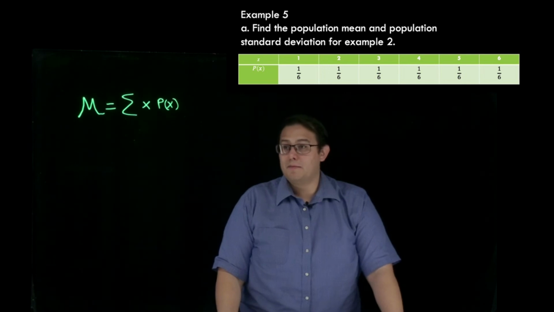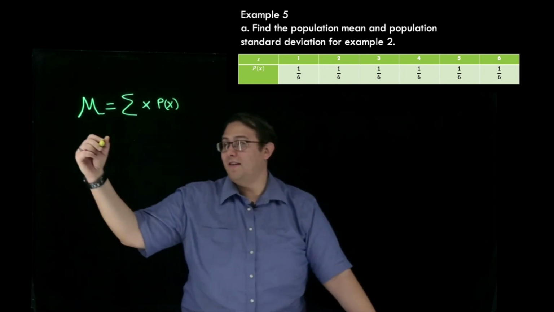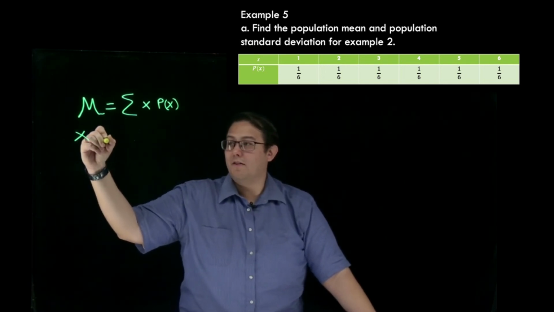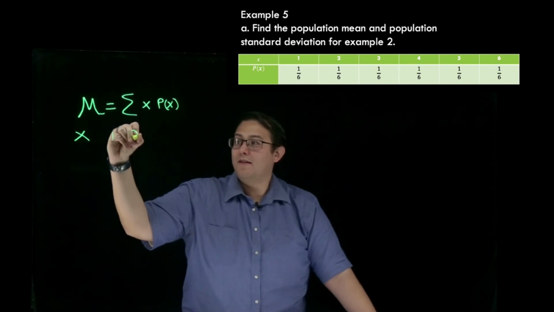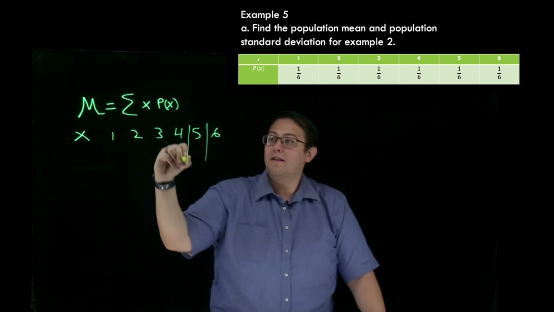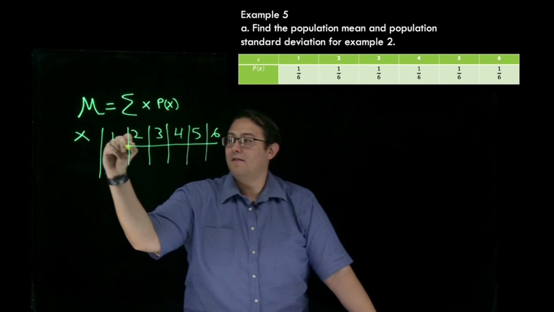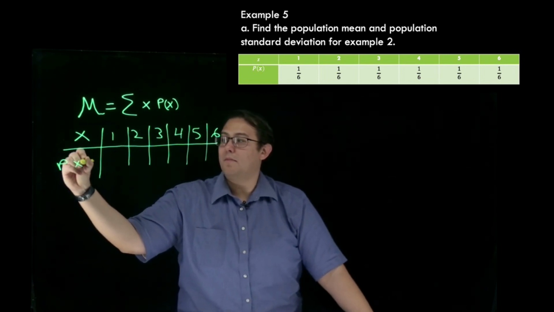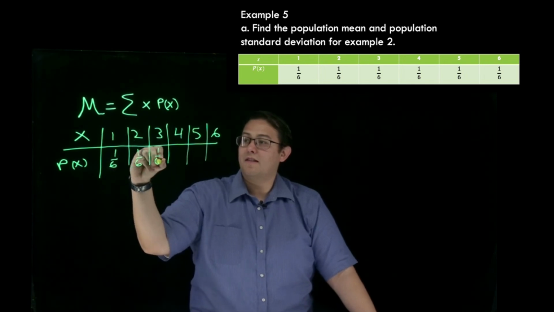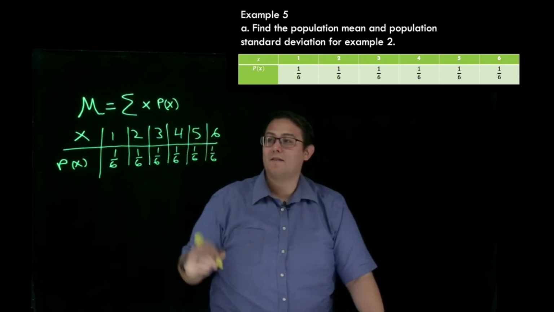There's the probability distribution. I'm going to copy the distribution here just so I could use it. So x, we're rolling a die, and when we roll a die, the possibilities were 1, 2, 3, 4, 5, and 6. And the probability of each was 1/6, 1/6, 1/6, 1/6, 1/6, and 1/6.